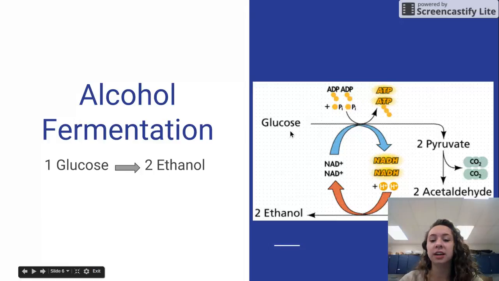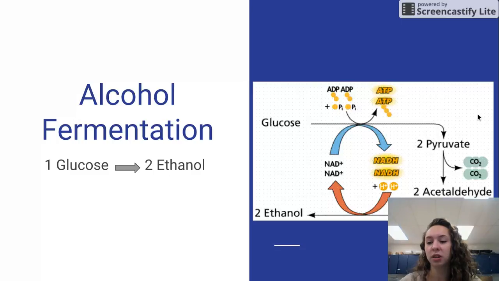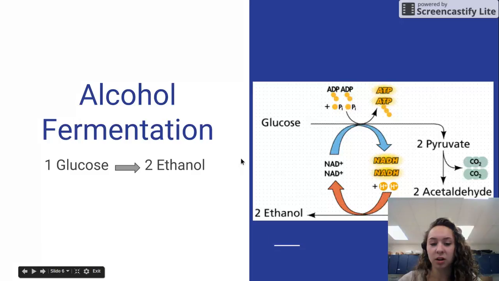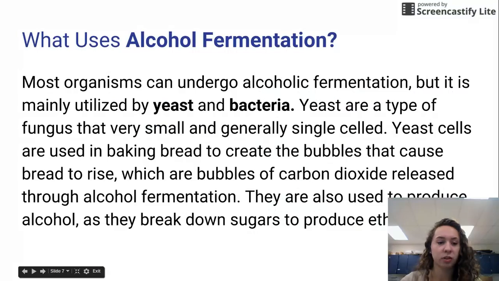So here's a diagram. First, the glucose goes through glycolysis with the help of NAD+, ADP, and a phosphate. Then it creates 2 pyruvate molecules from 1 glucose molecule, releasing 2 carbon dioxide molecules. And then it just keeps going and goes into ethanol.